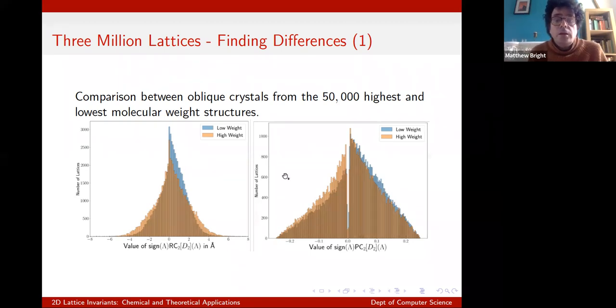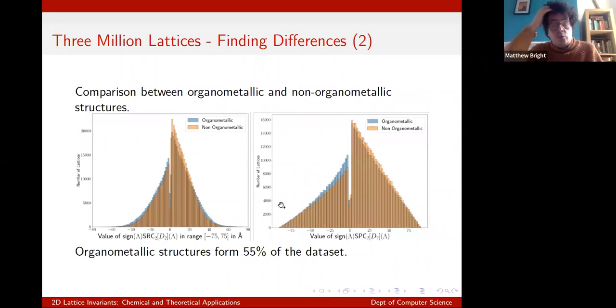So the other thing we can look at is organometallic structures, because obviously they're very popular. They're a growing thing that's being uploaded to the CSD. Can we see any difference between organometallics and non-organometallics? And the answer is, again, the differences are very small, but it does look like there are some slightly more extreme chirality distance values in organometallics than in non-organometallics.